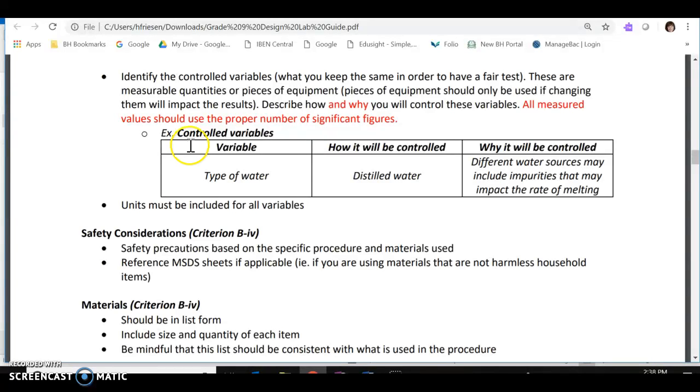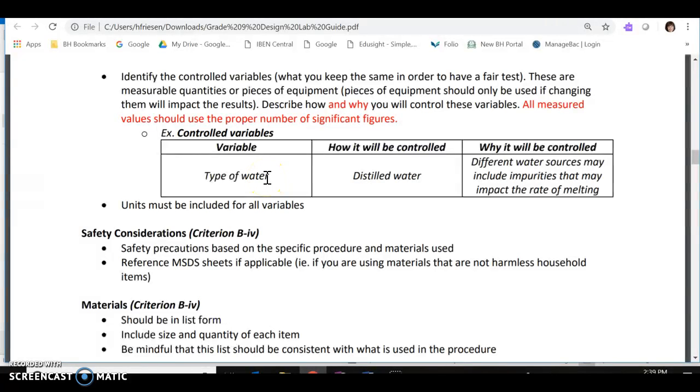Please remember that we need to identify the variable, identify how it will be controlled, and then describe why that matters. And I want to make one improvement to what is listed here in this example. And you see it also has to include variables if it's something that is a measured variable. So in this situation, which was the example of how fast can we make ice melt, one variable that needed to be controlled was the type of water.